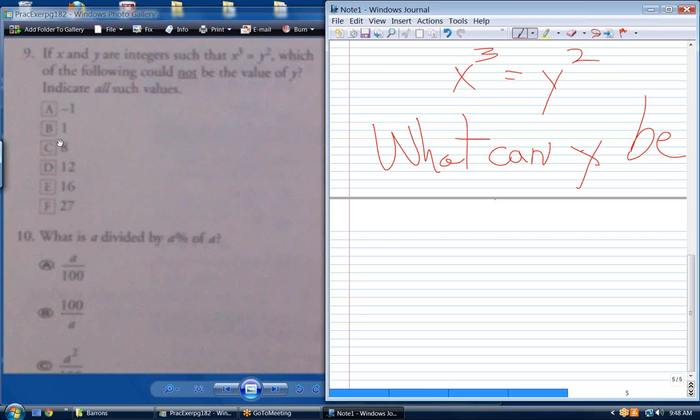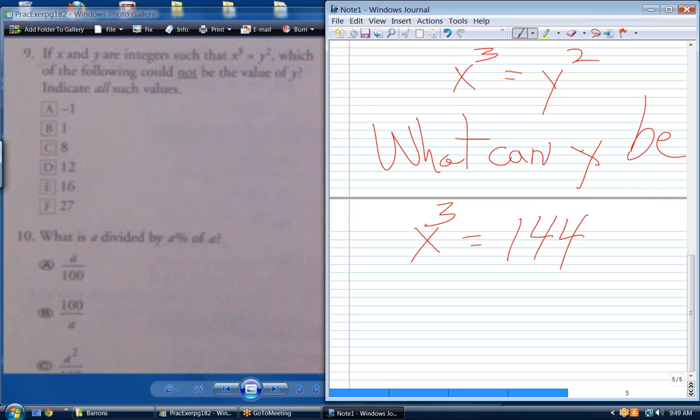So does 1 work? Well, let's see if y were 8. What would x cubed be equal to if y were 8? 4. No, if y were 8, 64. Oh, 64, 8 squared. Is there an x? What is x if x cubed is equal to 64? That would be 4. That's an integer also, so that works. So A, B, and C work. Let's try 12. What would x cubed be if y were 12? 144.